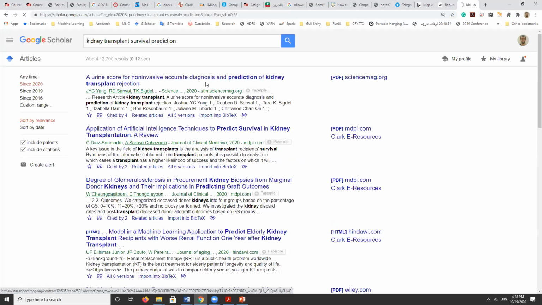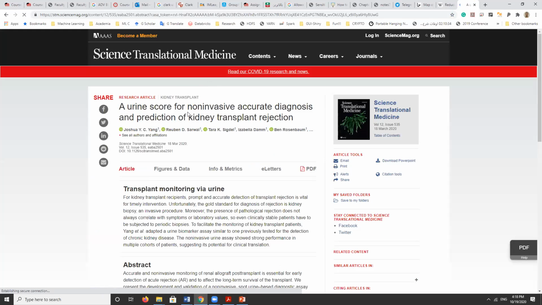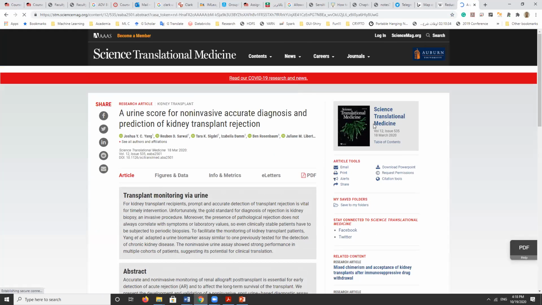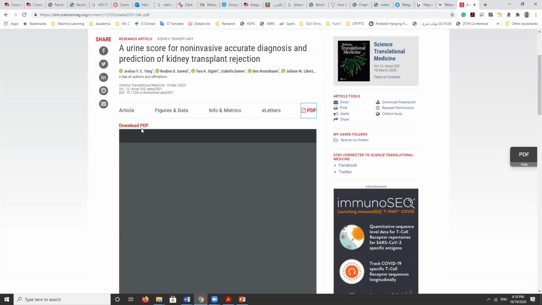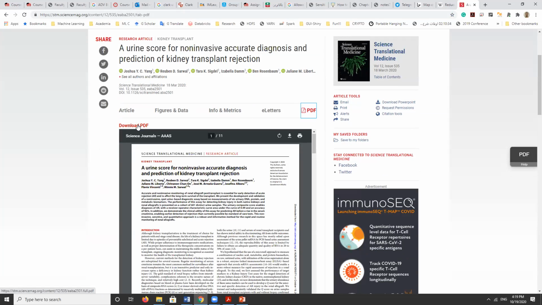When you click on each link, most likely if you are inside the university, you can have free access and you can download it, either in PDF or otherwise.